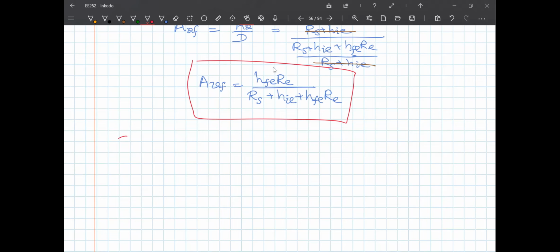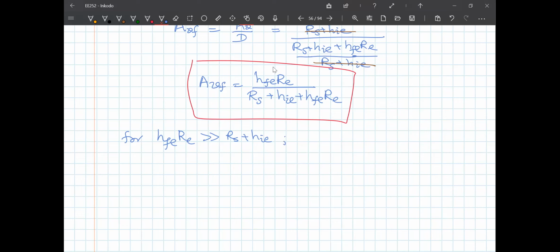So for HFE, which is like 100 or so, RE is like kilo ohms, let's say at least 100 kilo ohms, which is much bigger than RS plus HIE. HIE may be in 100 ohms, RS may be again 1 kilo ohms or something at most. So this is much smaller. So this is a very reasonable value.